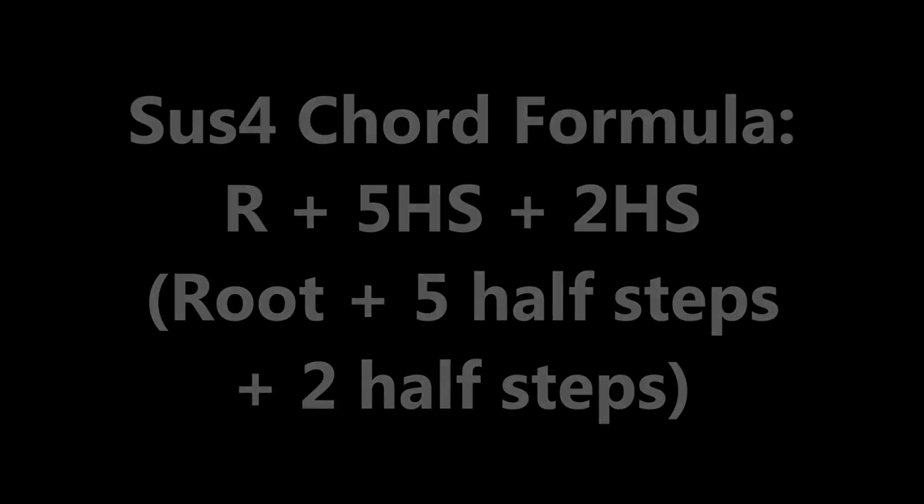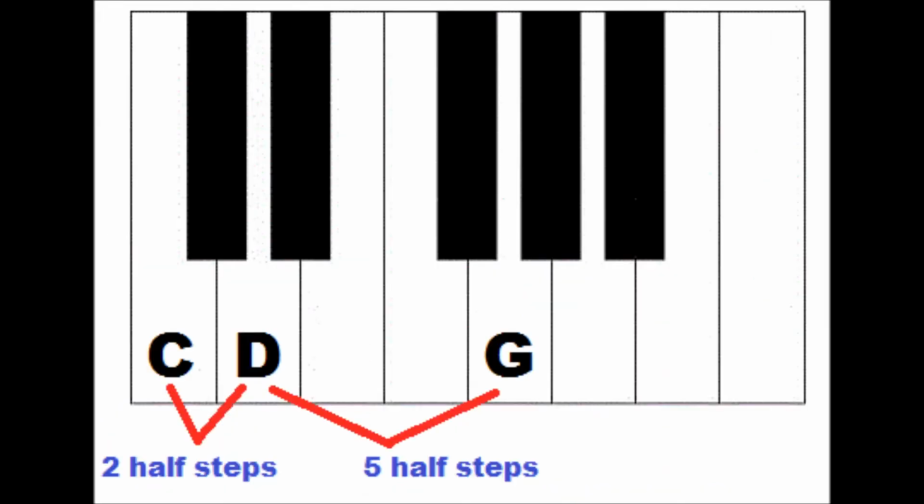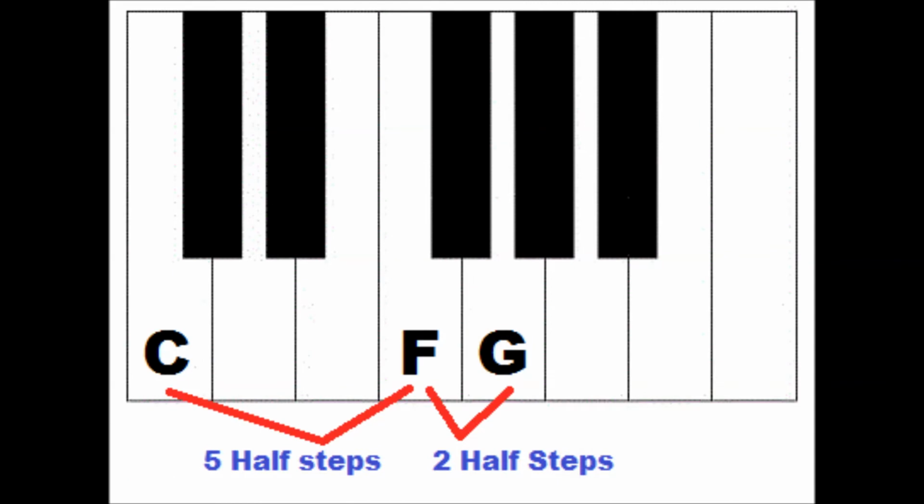In other words, to form a Sus2 chord, you start on any note on your piano, move 2 half steps higher, then 5 half steps higher, and there you have it, a Sus2 chord. To form a Sus4 chord, you can start on any note on your piano, move 5 half steps higher, then 2 half steps higher, and there you have it, a Sus4 chord.